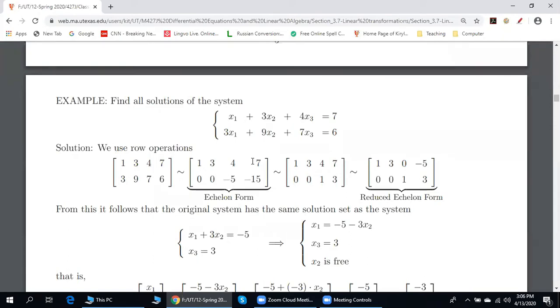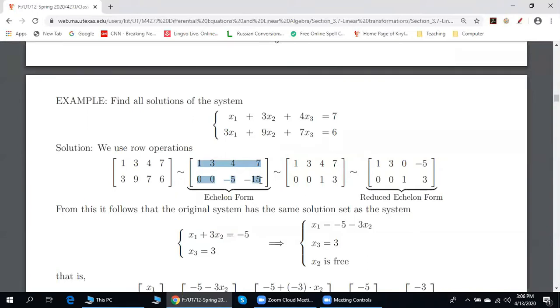Why? Because, number 1, the echelon form does not have a row that completely consists of zeros except for the very last number. Since there is no such row, our system has at least one solution. But why does it have infinitely many solutions? It's because the number of pivots, which is 2, is less than the number of variables, which is 3. So, once again, the echelon form tells us that the system has infinitely many solutions.